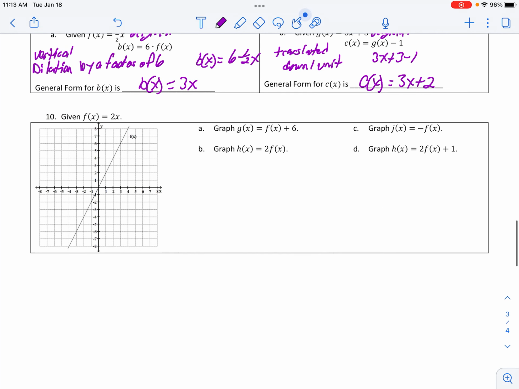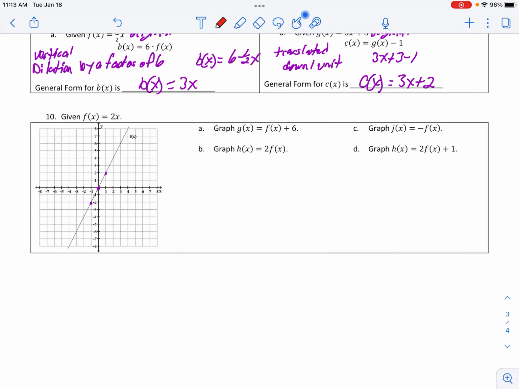And number 10, do exactly what it says. You've got the original here as 2x. On letter A, we want to take the original and add 6 to it. So we're going to translate it up 6 units. Now the problem with that is I'm going to go off the graph, so I'll just pick some nice points. I just need to pick 2 points to follow. So here's a nice point right there. I'm going to go with these 3 points and follow them by going up 6.